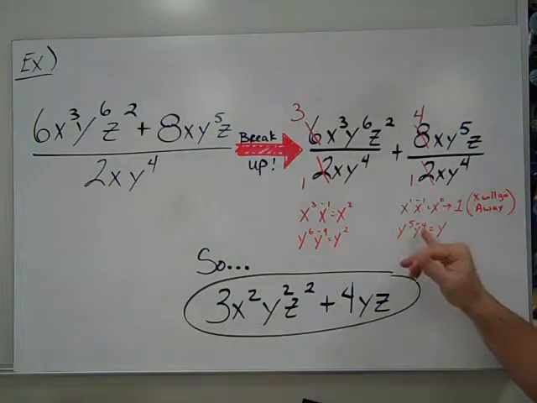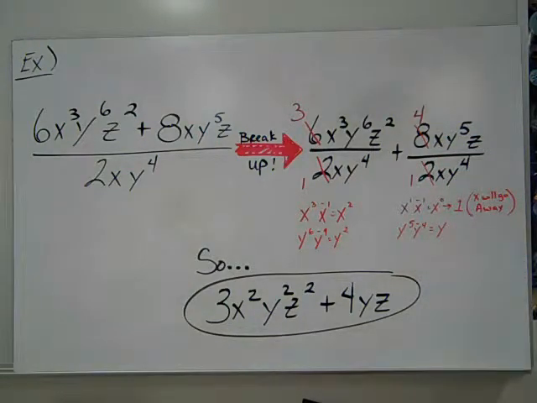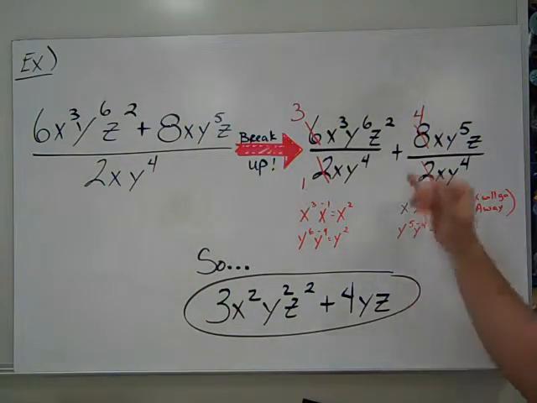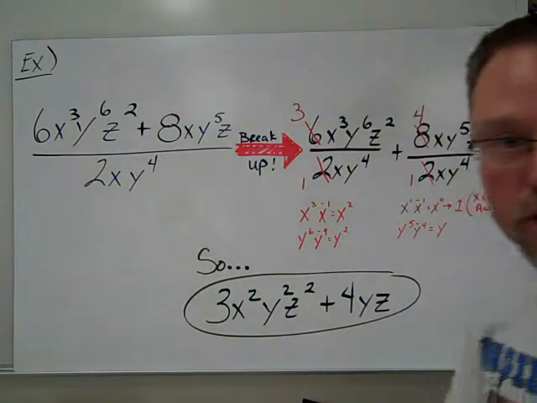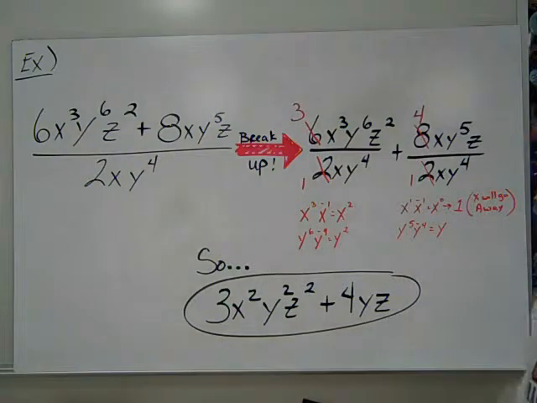We have y to the 5th minus y to the 4th. That gives us just y, or y to the 1 if you want to think of it. There are no z's down in the bottom, so the z's stay. So there's nothing that we're going to do with them. They'll just come into the answer.